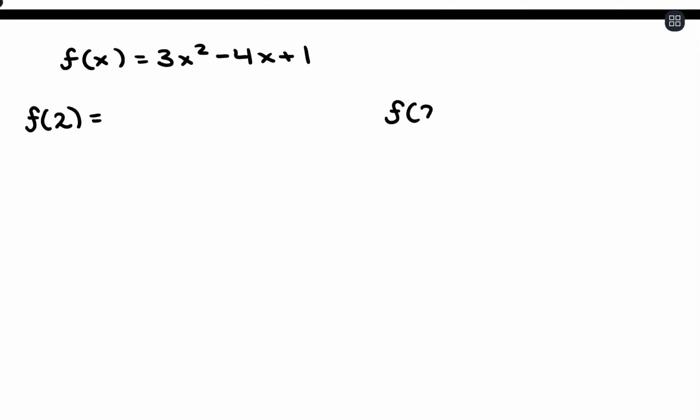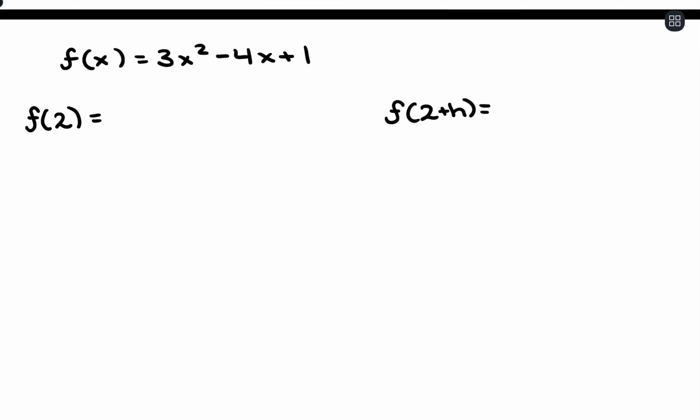So I'm just going to go to a fresh sheet of paper here and write down that my function is 3x squared minus 4x plus 1. And we want to evaluate two things. Actually, let's do f of 2 first. And then let's do f of 2 plus h.